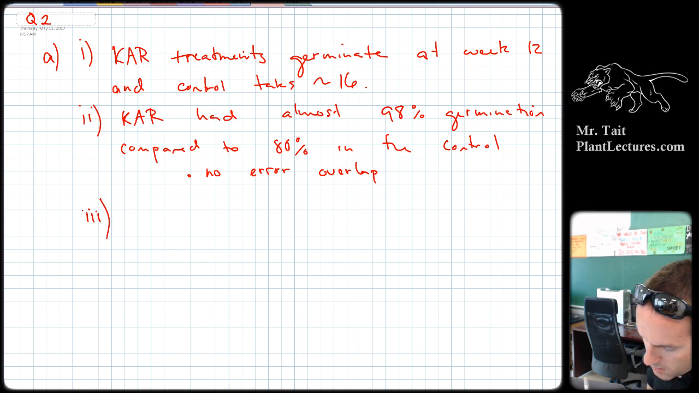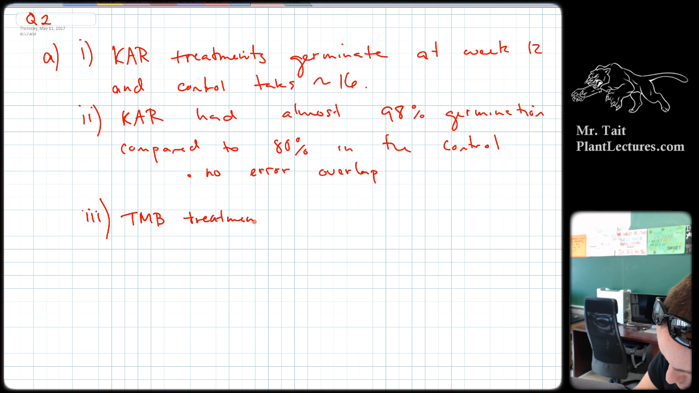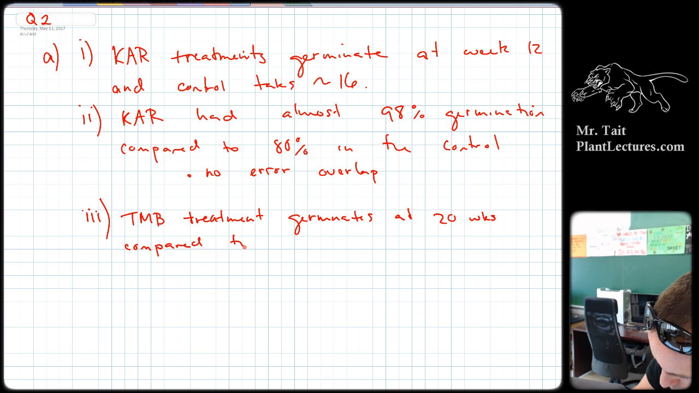Then TMB alone affects the timing of seed germination. TMB alone is here. And so that's like 20 weeks as opposed to 16 in the control. So TMB treatment germinates at 20 weeks compared to 16 in control.